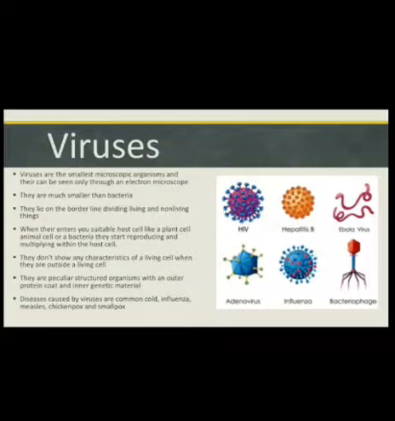Viruses are the smallest microscopic organisms and they can be seen only under an electron microscope, a special microscope. They are much smaller than bacteria. They lie on the borderline dividing living and non-living things. When they enter a suitable host cell like a plant cell or an animal cell or a bacterium, they start reproducing and multiplying within the host cell. They don't show any characteristics of a living cell when they are outside a living cell.